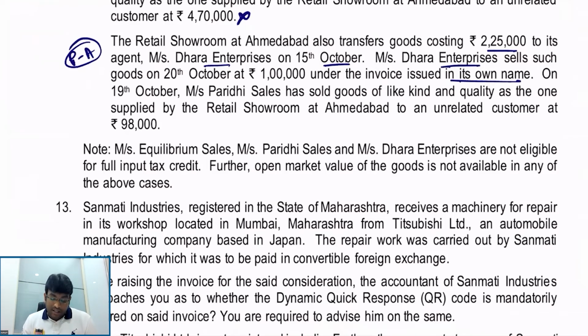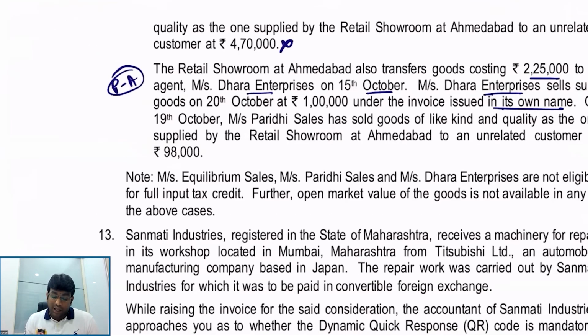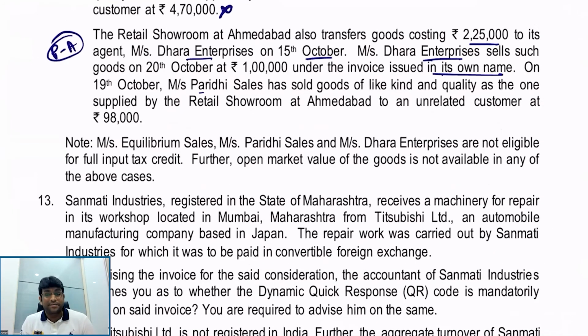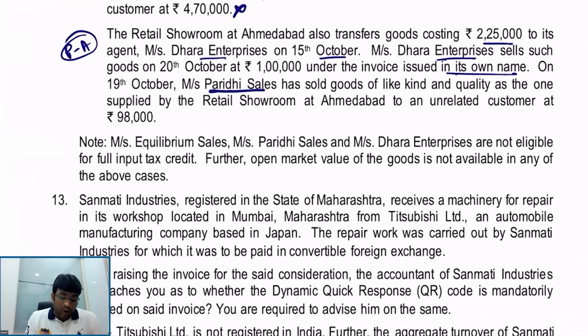customer. You have to understand one point very clearly here, my dear friends. Here it's not Paridhi Sales actually. This should be Dara Enterprise. Anyways, no problem. Please understand one point here. We are talking about Rule 29 in case of principal to agent. First preference is given to open market value, which is not there. Or 90% of the price charged for supply of goods of like kind and quality to an unrelated customer.